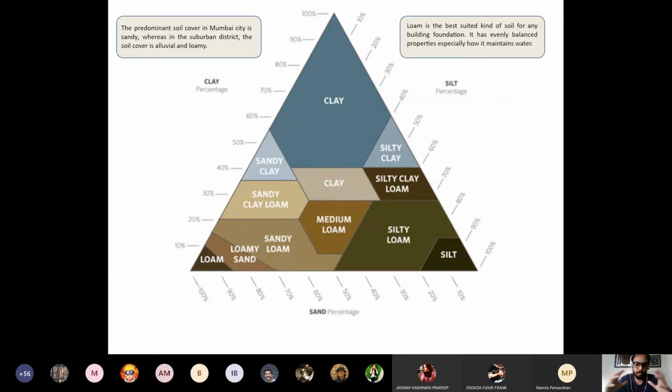Before the foundations are made, as Mamta was showing in the last presentation, you actually dig a pit. You take a cross section of that soil and you send it for soil testing. The soil testing has to be done at multiple levels in order to establish the right level for placing the foundations, because you want to find out at what level we get soil which has the right bearing capacity for us.